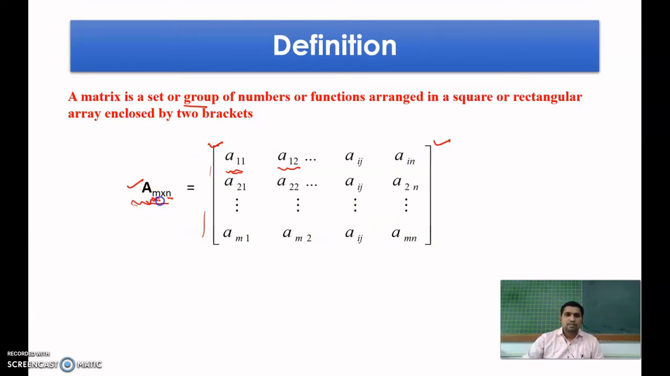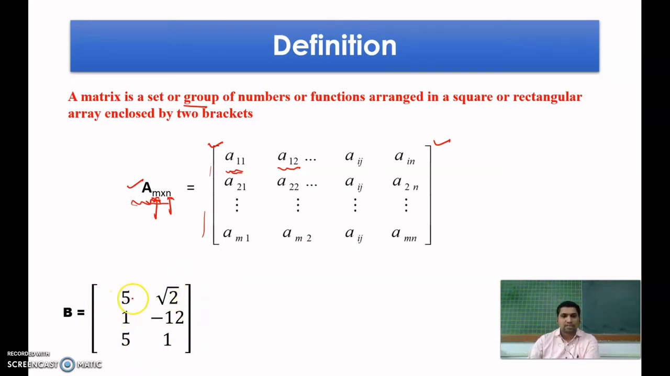This M stands for the rows of the matrix and N is the columns of the matrix. Now we are going to see some examples. In the first example, the numbers are arranged in rectangular form and enclosed by two brackets. These numbers can be rational or irrational.